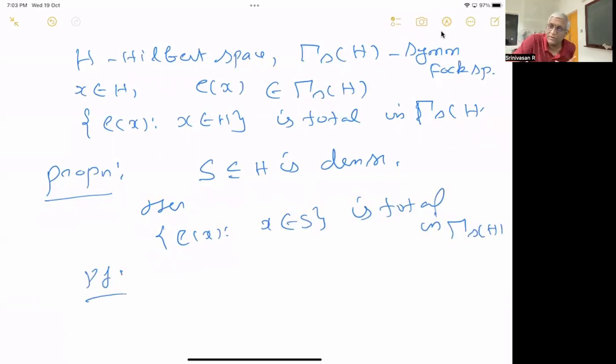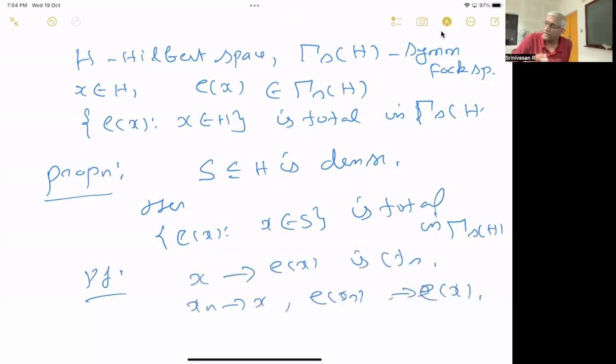That is because the exponentiation is continuous. This is clear because x going to E of x is continuous. So if x_n converges to some x, then E of x_n will converge to E of x. We have proved this. So if you have a dense subspace, then any x in H can be approximated by a sequence in S, and then any E of x can be approximated by these. Because of continuity, it follows.